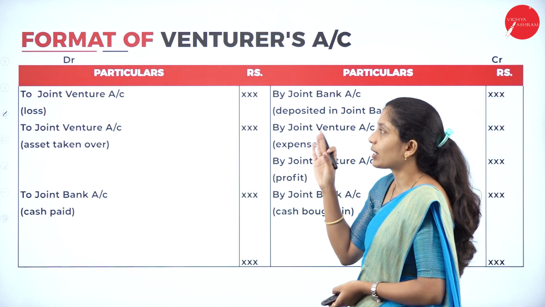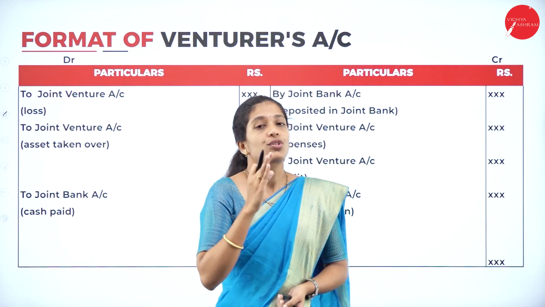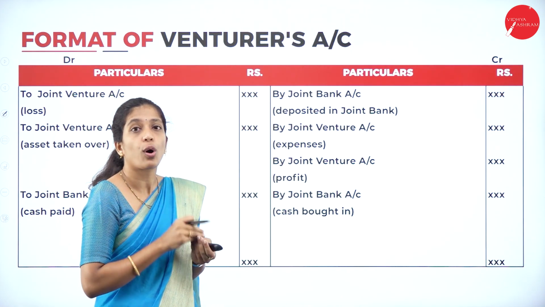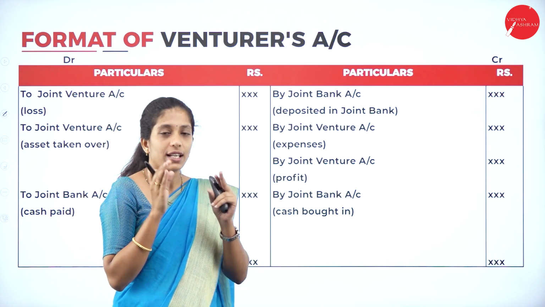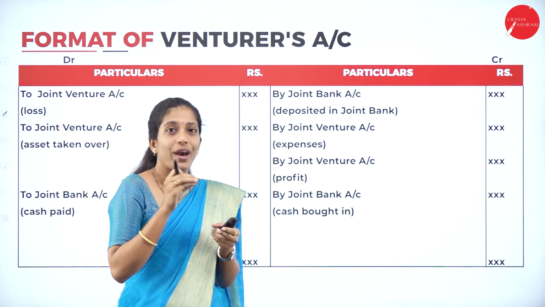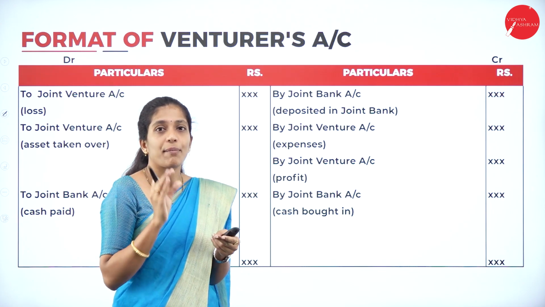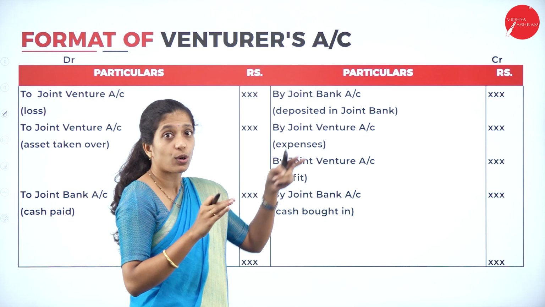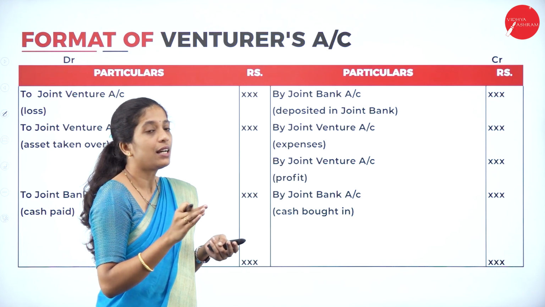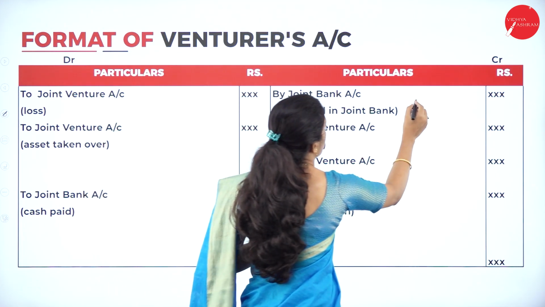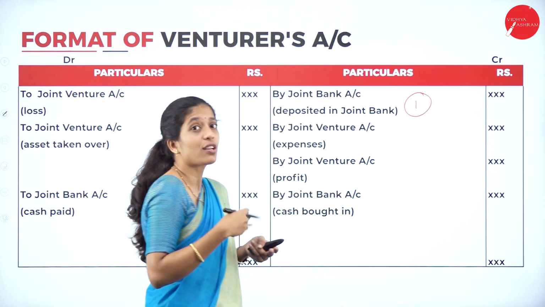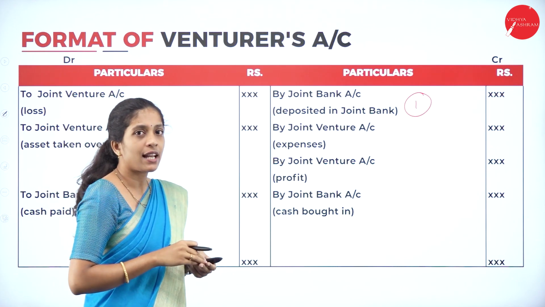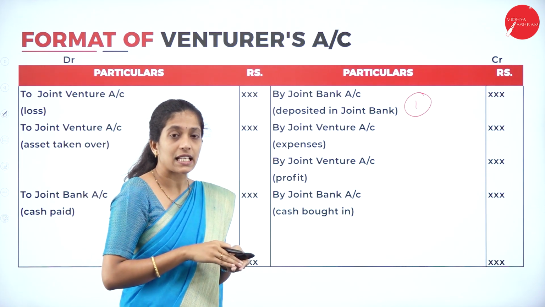Now what are you going to record in venturers account? First, what will you record? The amount deposited by the co-venturer. As I told, it's a temporary partnership where the venturers have to invest some amount, right? That amount will be invested in a bank account which is known as joint bank account. Clear? Now this is for depositing the amount that is deposited by the co-venturers in the joint bank account. In the same way, we have already recorded the expenses.